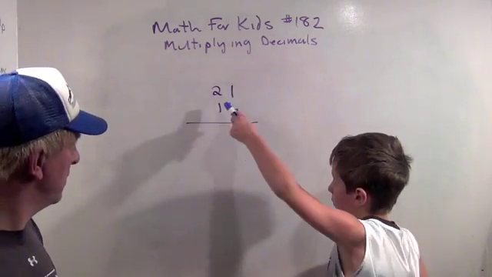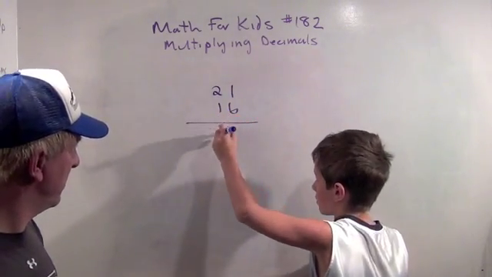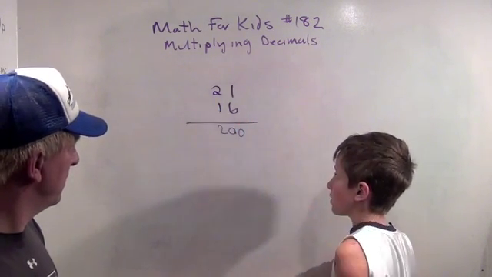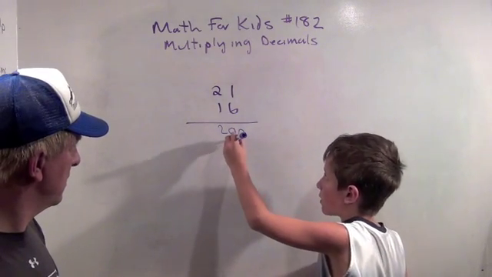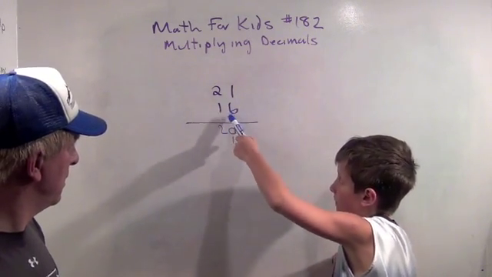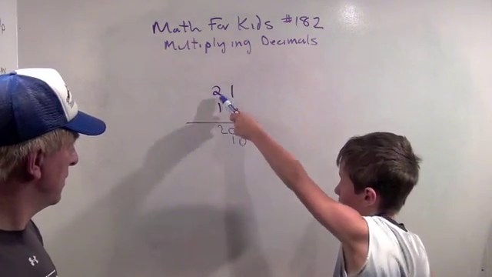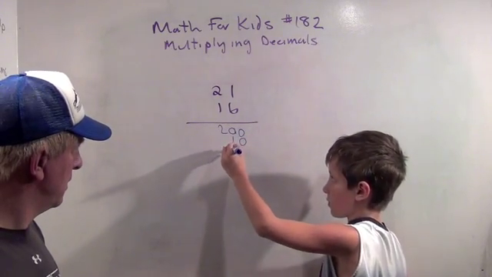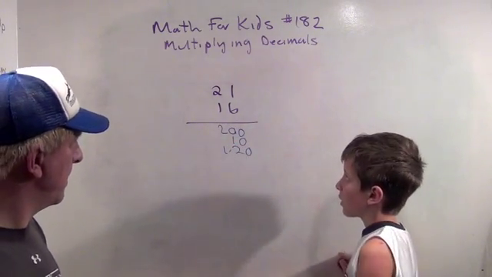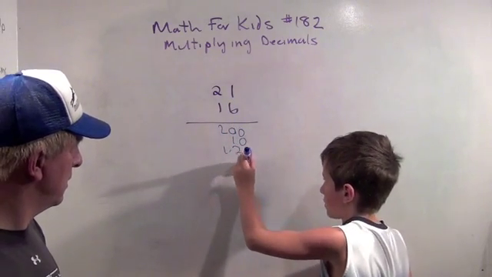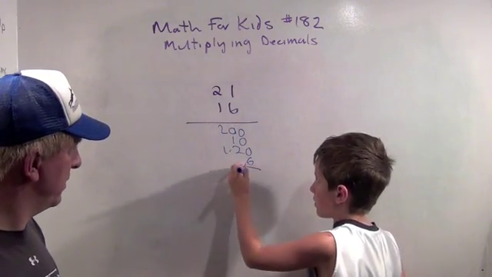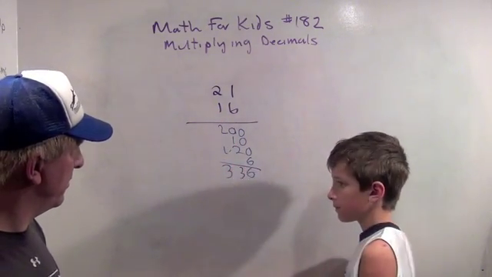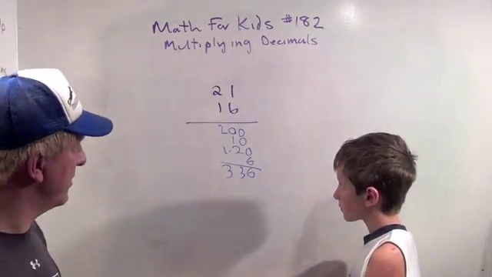I would do 20 times 10. Okay, which is what? 200. I would do 1 times 10, which is 10. Okay. Then 6 times 20. 6 times 20 is 120. Okay. And then 6 times 1 is 6. Alright, and what does this add up to? This adds up to 336. Okay, so 21 times 16 is 336.